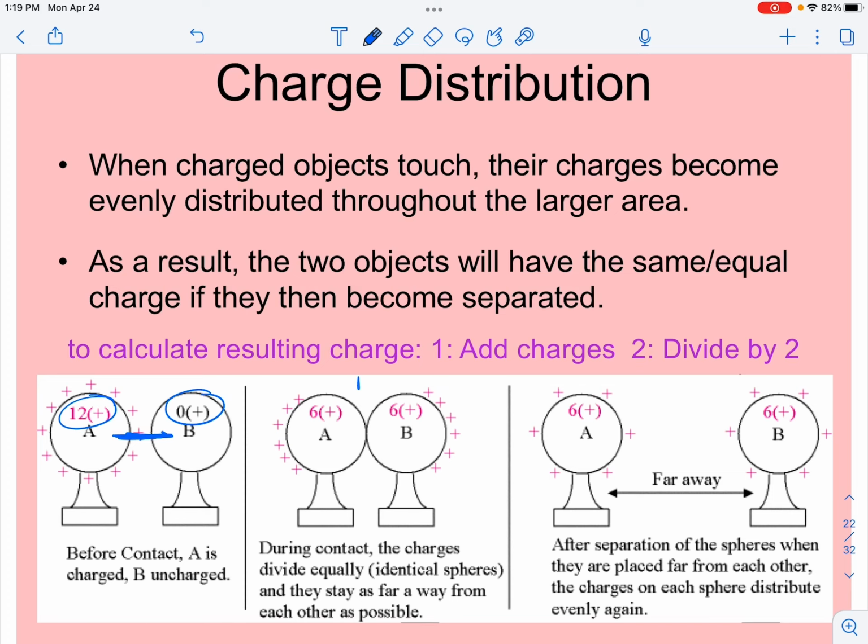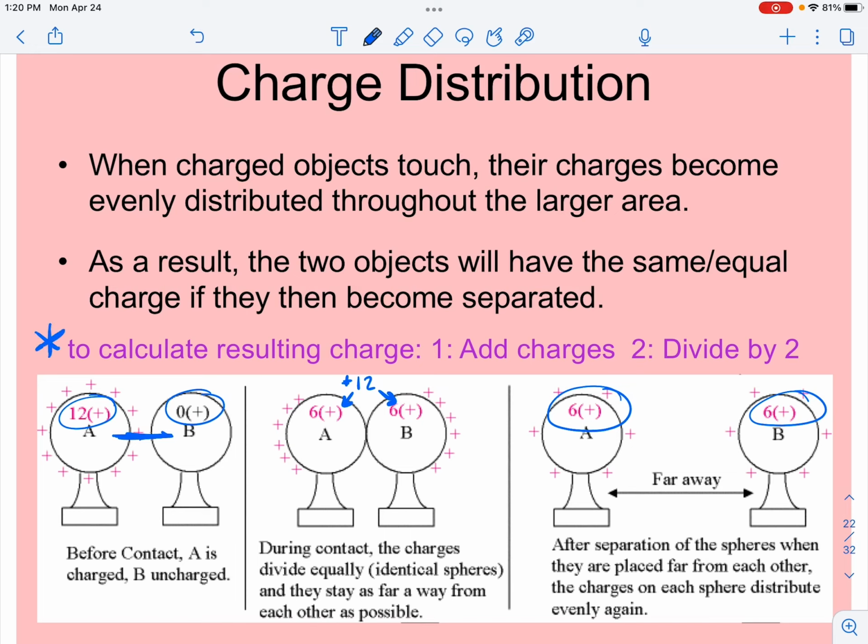So now I'm going to take the 12 plus 0 and I'm going to say that I have a total of a positive 12 charge. Well, if they are evenly spaced, that means a positive 6 is present in each of these spheres. So now, if we take the 2 spheres and we pull them apart, we separate them, each one of them has a resulting charge of a positive 6. And this A and this B have the same electric charges.